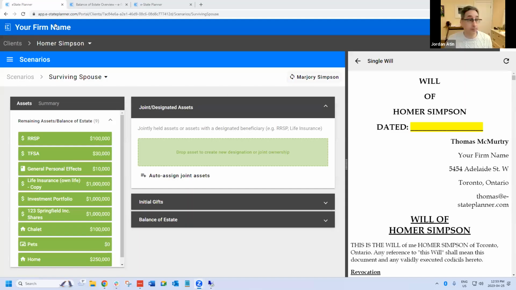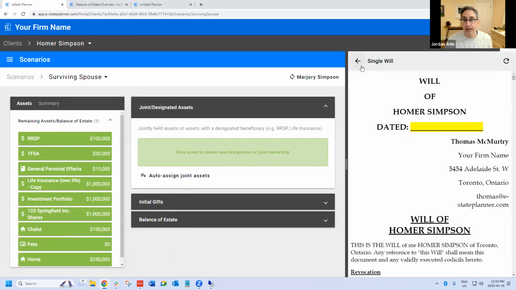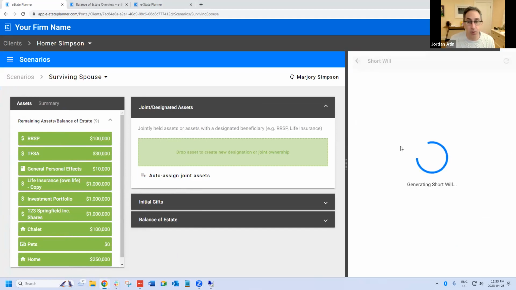I do want to show you, let me just share my screen. You guys are getting the first glimpse of this. This is the live viewer. Basically, you've got this little button. We're going to have a different icon when it's live and released, but click on that button and pick what document you want. So if you want to see what it's going to look like in the short will version or the single will version or multiple wills, you just click that, whatever document you want.